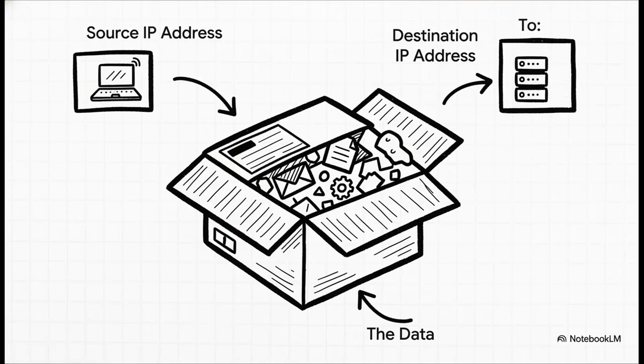So what's written on the outside of this digital package? Well, you've got the most important stuff. There's a destination IP address, obviously where it's going, and a source IP address, where it came from, so the server knows where to send the information back to. And then, tucked inside, is the actual data, the piece of the web page or the video you're trying to watch.